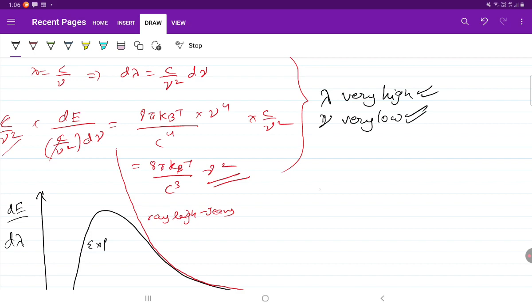Then enters our new scientist whose name is Planck, whom we will be discussing in the next video: what did Planck do and how did he quantize. Actually, what Planck did was, instead of doing blind integration, he thought of doing summation and defining discrete energy states. So stay tuned for the next video.